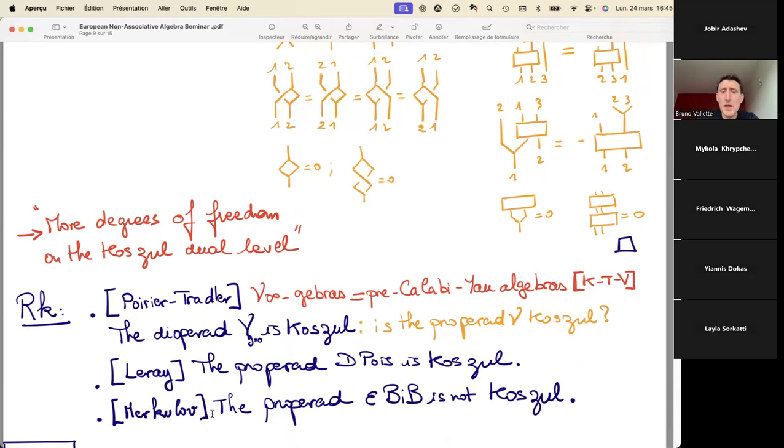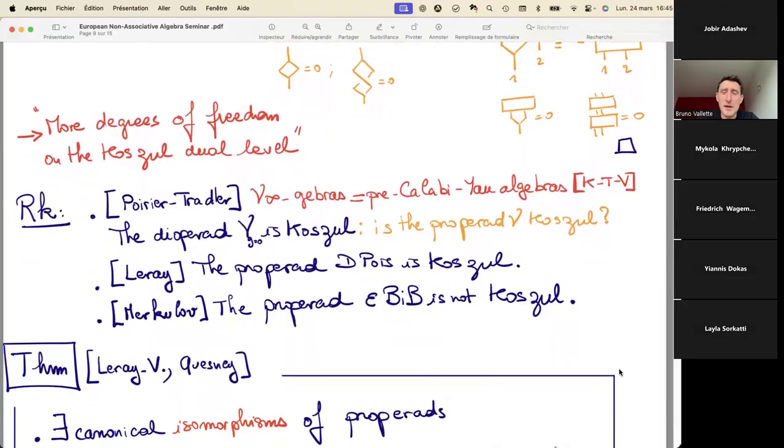And very recently, 2 weeks ago or something like that, Sergei Merkulov, I should have put the exact reference, proved at the end of one paper that the infinitesimal bialgebra is not causal, which is a pity because in his paper, he's using this as a model to compute the cohomology with compact support of the moduli space of curves. So it would have been beautiful to have a connection between the two. But there might be something that one can do in this direction. Anyway, so it's very nice.